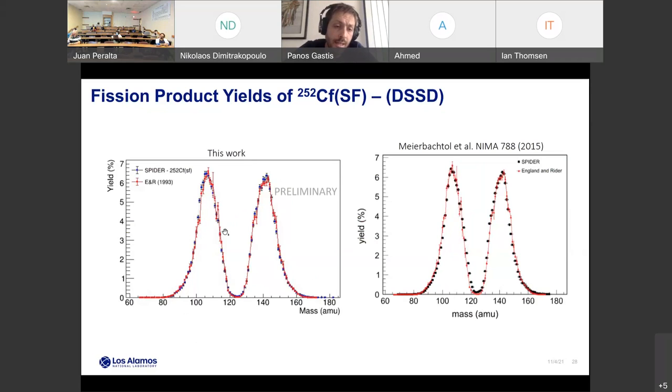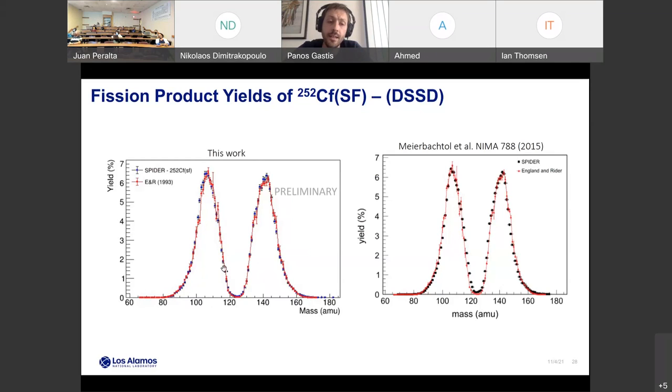And what we can see here is actually a pretty good agreement between the two curves. Now, it's not perfect. There are still some details that are not properly taken into account in the analysis. But still, despite that, we see that the two curves are very close to each other.